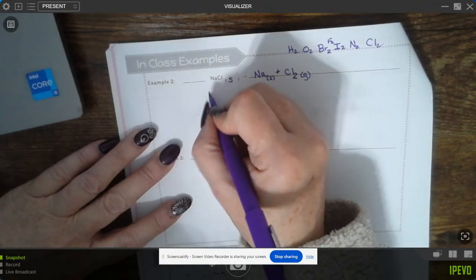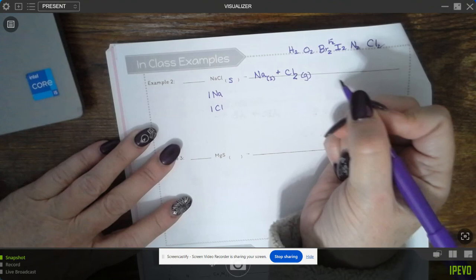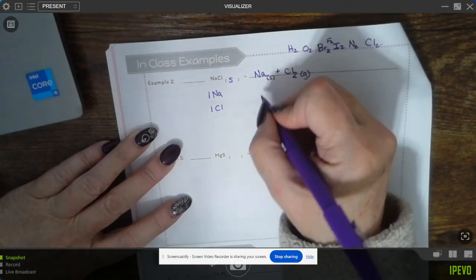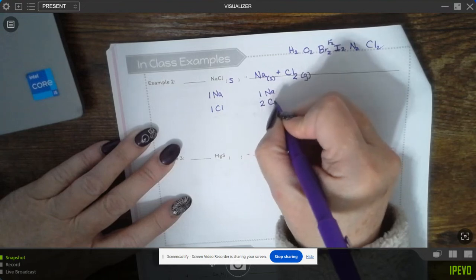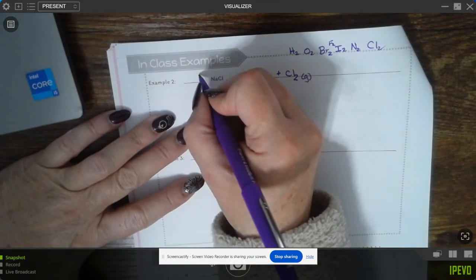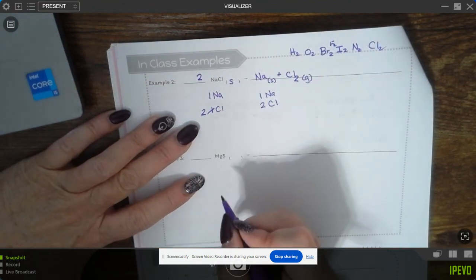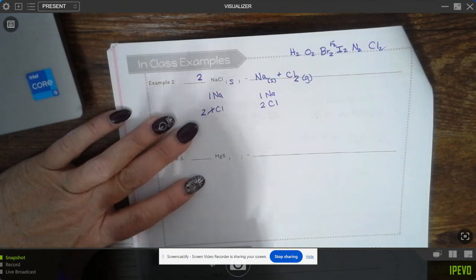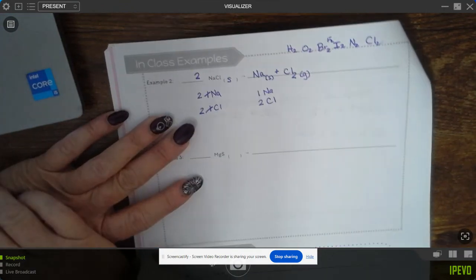So over here I have 1 sodium. I have 1 chlorine because there's no subscript, which tells me there's 1. Over here I have 1 sodium and 2 chlorine. In order to give me 2 chlorine over here, I have to put a 2 in front of the NaCl. That gives me 2 chlorine, but notice what else it does. It also gives me 2 sodium.